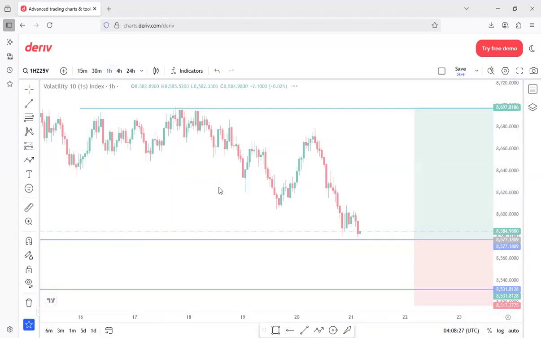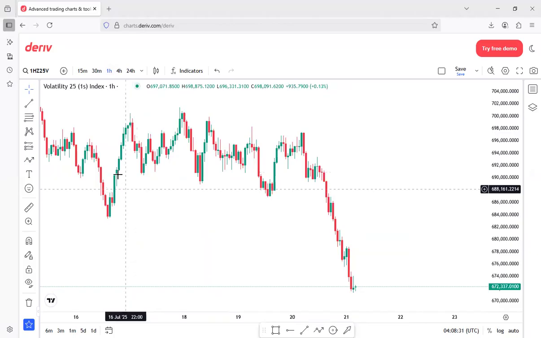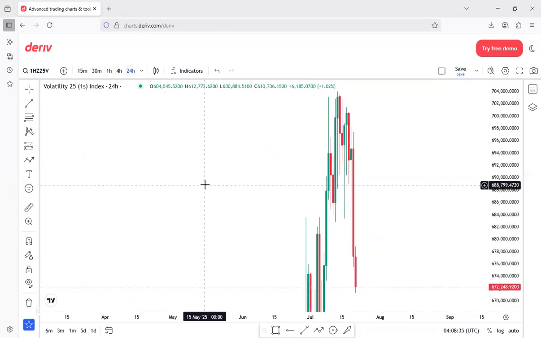We'll have 25 Volatility index. So let's see what the 25 index has for us. This is the 1 hour time frame. I'll be going down to the 24 hours time frame to see what the price is doing.